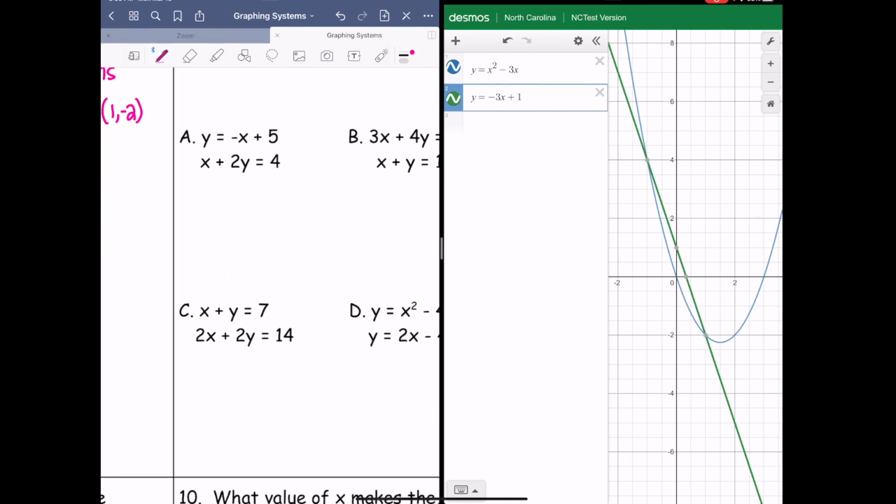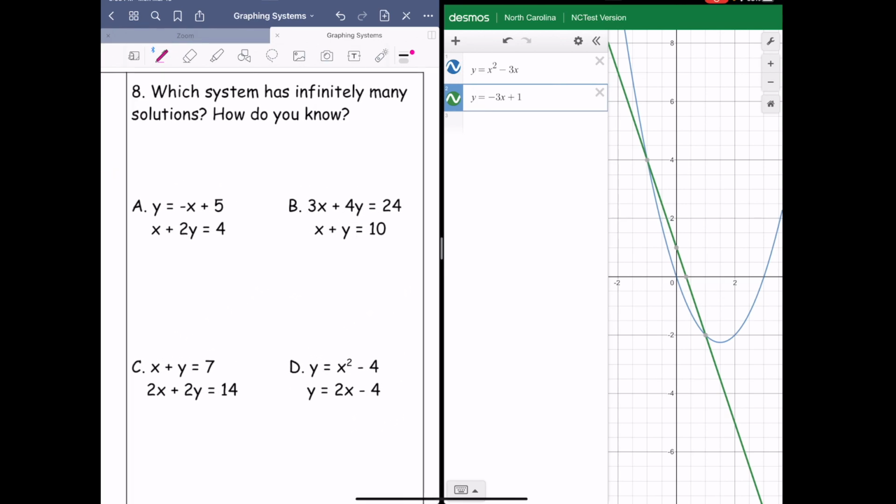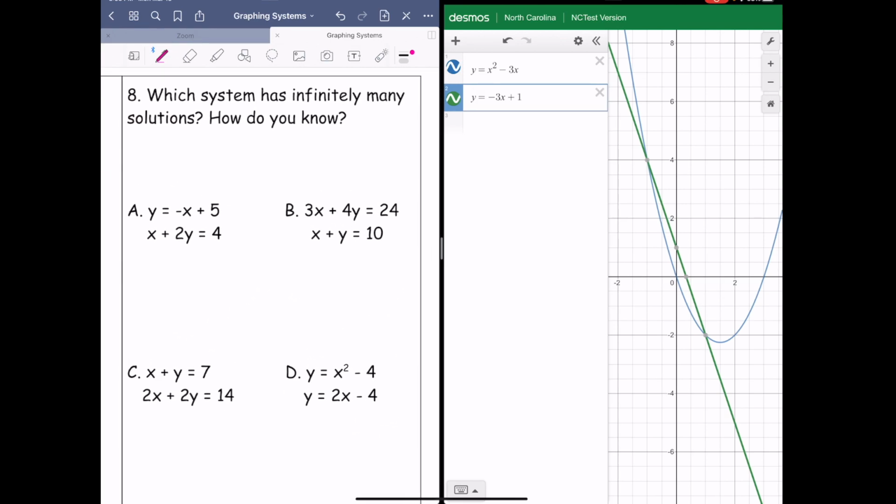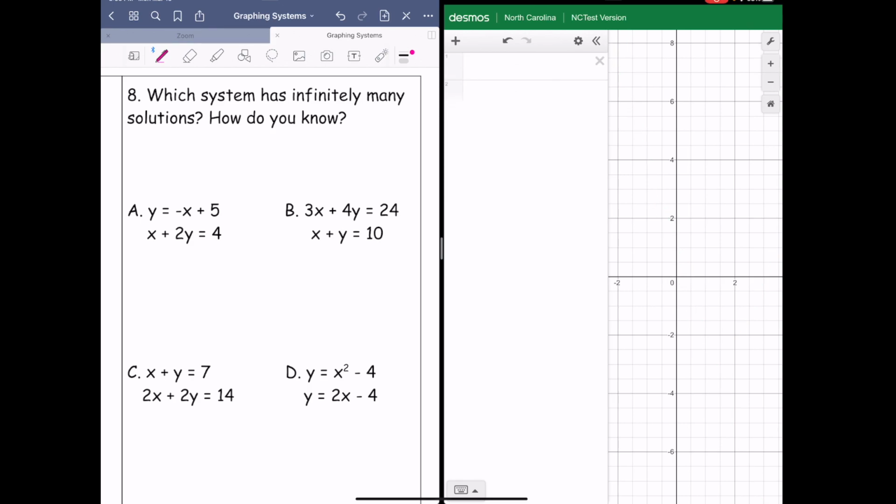All right, and number 8. Okay, this one's multiple choice. It says, which system has infinitely many solutions, and how do you know? So infinitely many solutions, that means what? That there are an infinite number of intersections. So infinitely many solutions means that they are the same line.